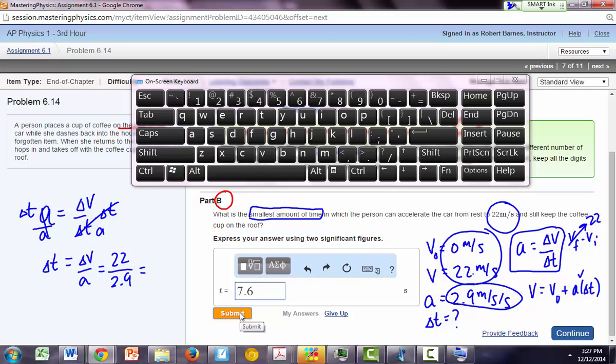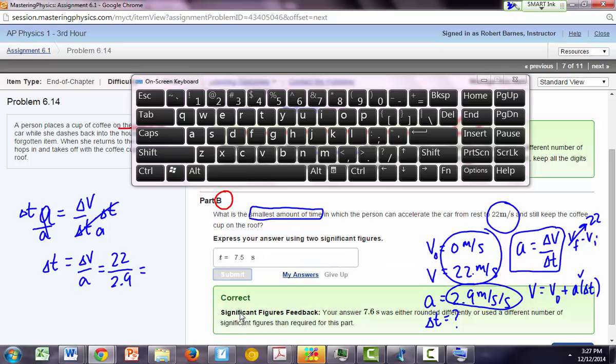Let's see if that works, hopefully. All right. Well, we like to round the wrong way. I don't know why.